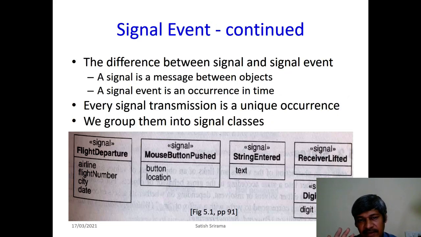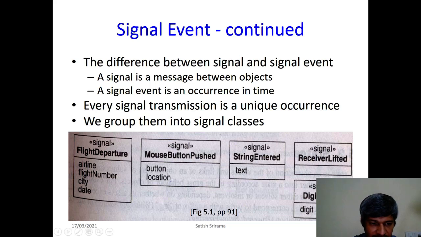To be more precise about the difference between signal and signal event: a signal is a message between objects, as we have discussed, and a signal event is an occurrence of such a signal in time. Every signal transmission is a unique occurrence. But we generally group them together into signal classes, just like the way we have modeled classes, even signals can be modeled as signal classes.